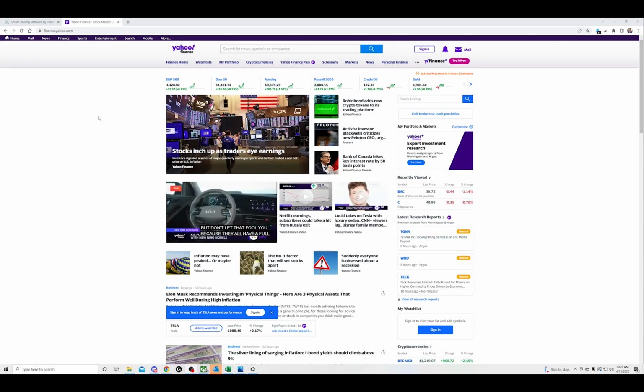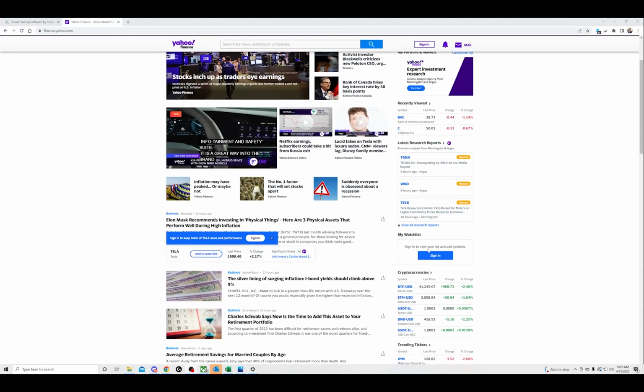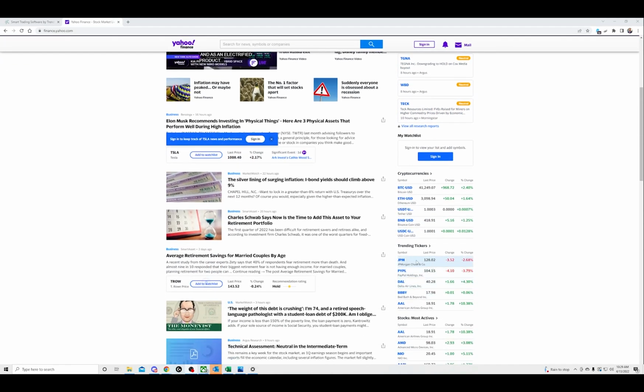So here we have the Yahoo Finance page. As you can see, here's the index. This is the SP 500, the Dow Industrial, the NASDAQ, the Russell Small Cap, and then we have some commodities here, right? These are cool. You can look at this and say, oh, look, JP Morgan is trending, and they're at $128. Should I buy them today? They're down 2.6%, or PayPal is down 3.9%.